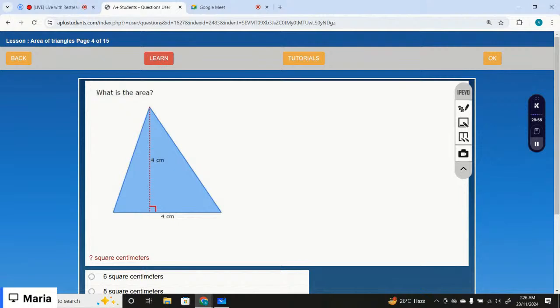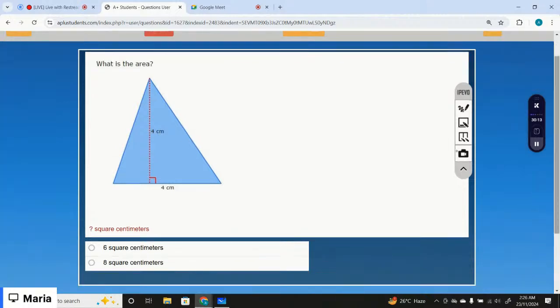That is half times base times height. So the correct option is that is 8 square centimeter.